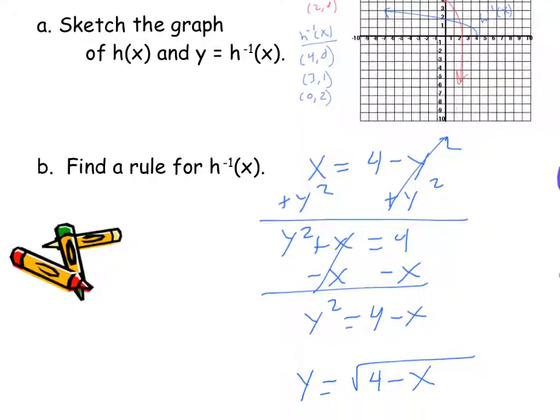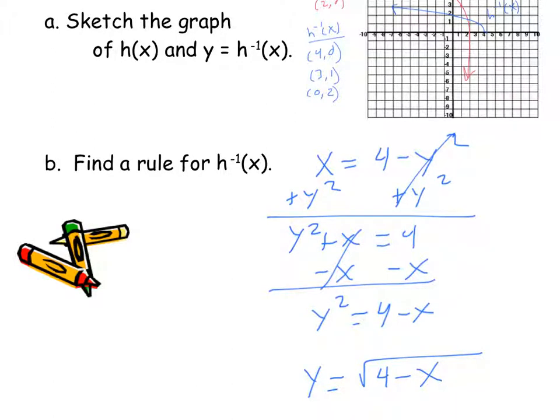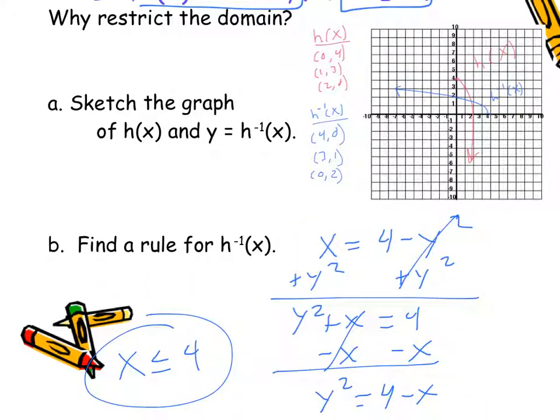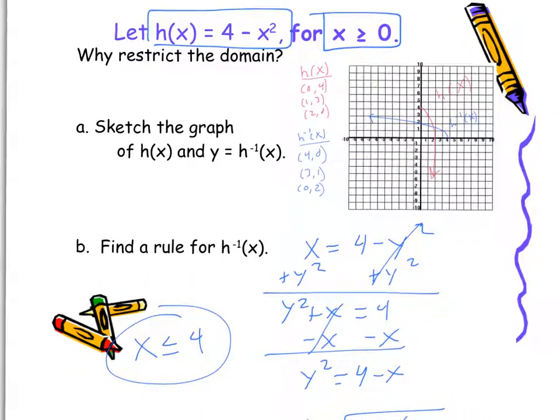Okay, and it does look like from this graph, as far as the domain goes, that that graph is defined only for x values that are less than or equal to 4. Now, why would I restrict the domain? That's a little discussion we need to have at this point. Let me zoom back in on the graph.